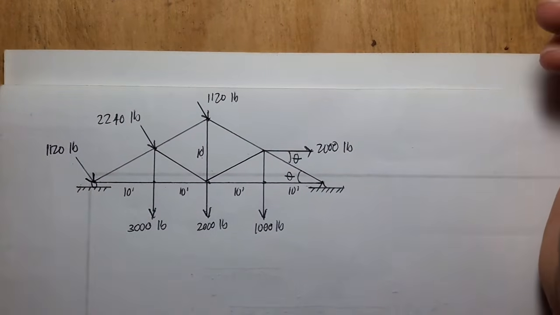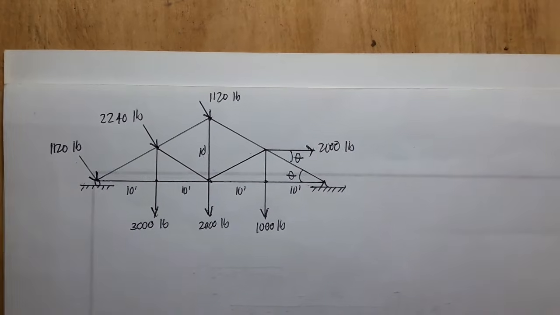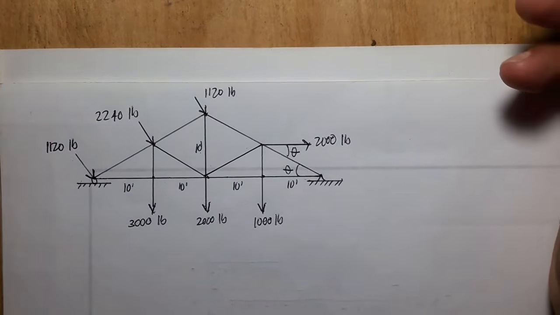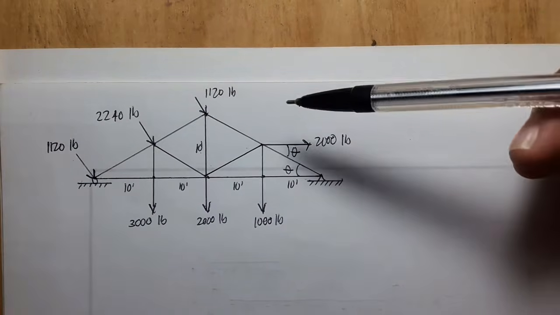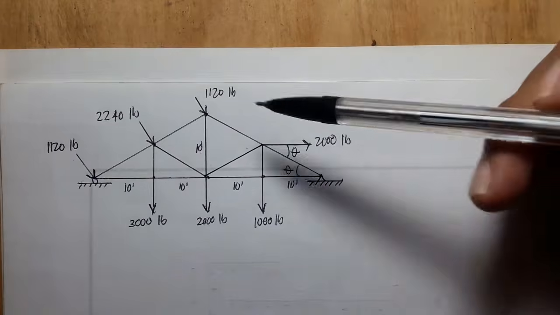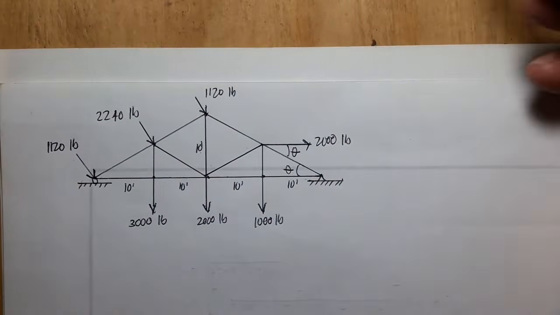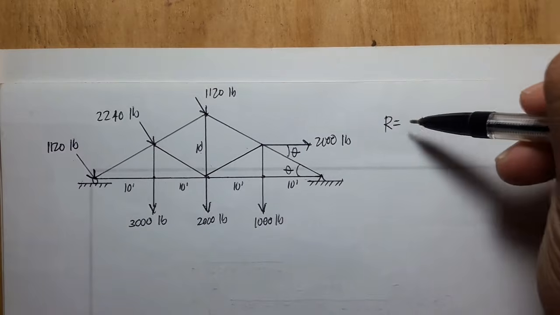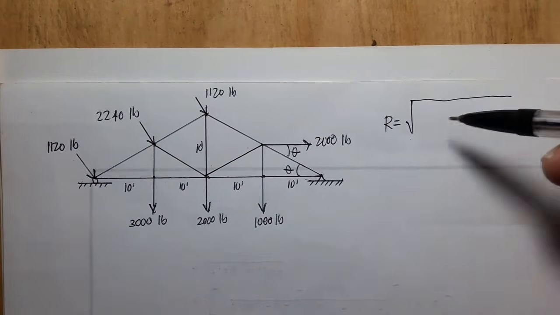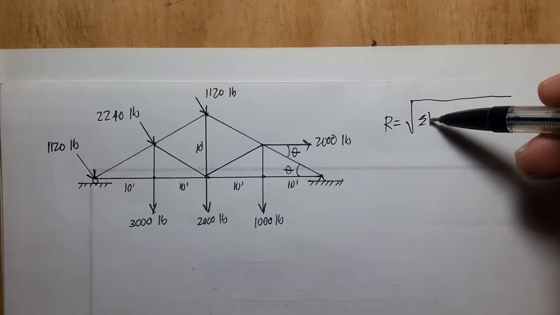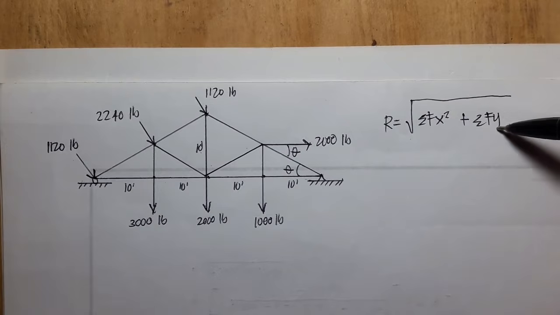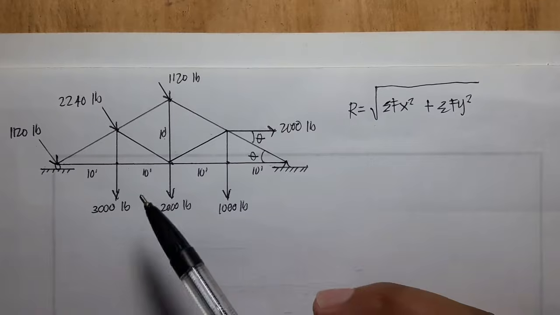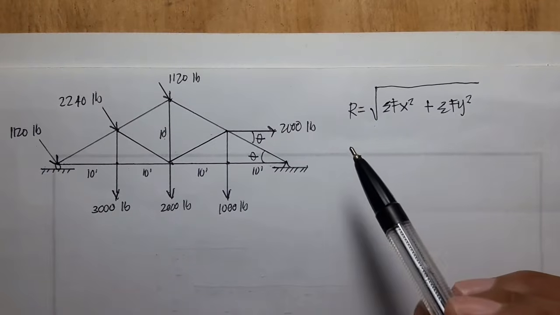First we would like to compute the resultant. The resultant is the summation of these forces, and we know that the resultant is the square root of the summation of forces x squared plus the summation of forces y squared. So we would like to sum up forces x and forces y.